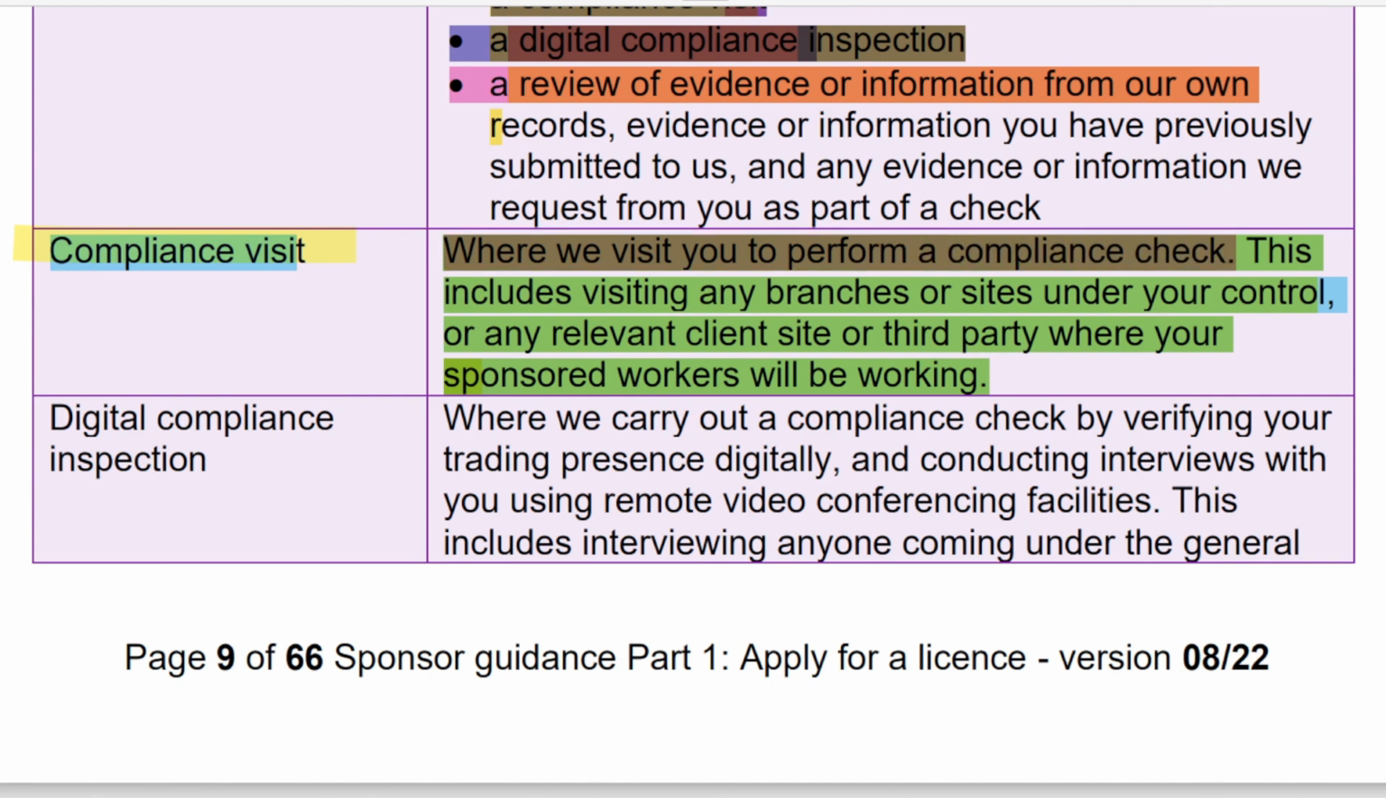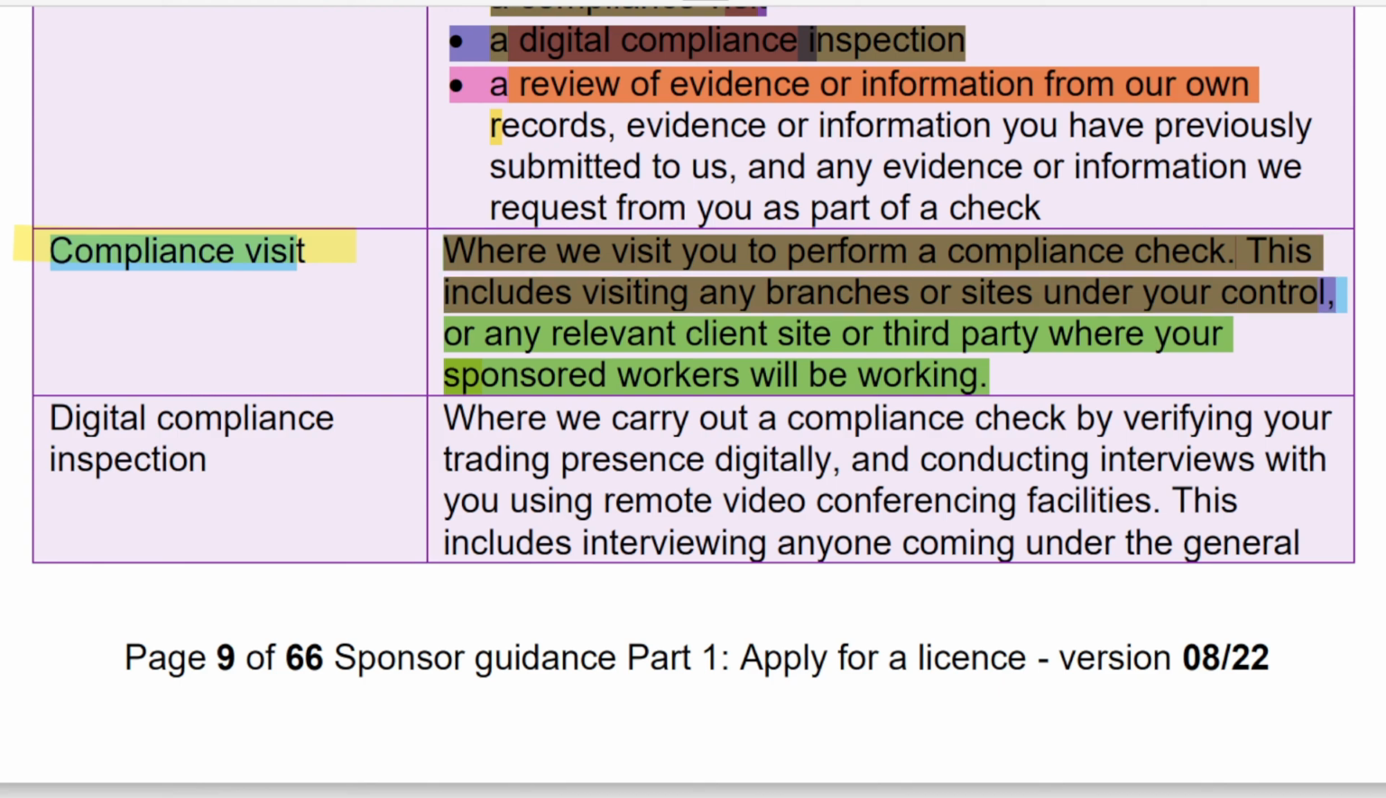Many applicants do ask this common question: will the Home Office visit? How do I provide the address and the business address? Will they visit the business? What's the genuineness of the business? This is where they check. Where we visit you to perform a compliance check, this includes visiting any branches or sites under your control.